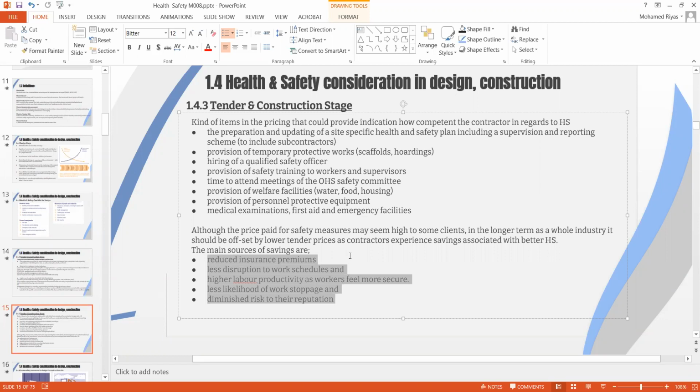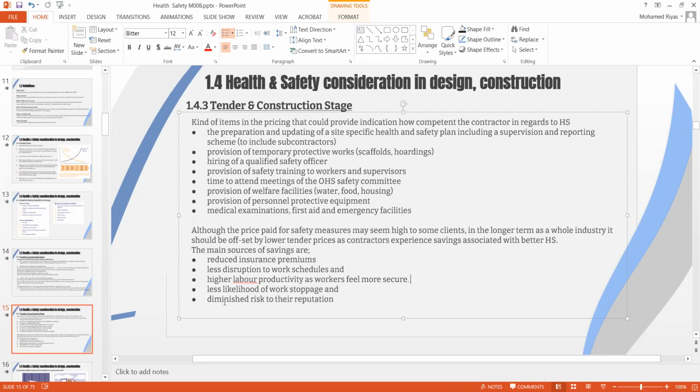Once the labor is prone to less risk, less hazard and safety hazards, they will feel more secure. So this will improve their feeling and it will reflect in the productivity. And you will see there will be less likelihood of work stoppage. So this will again improve the productivity.